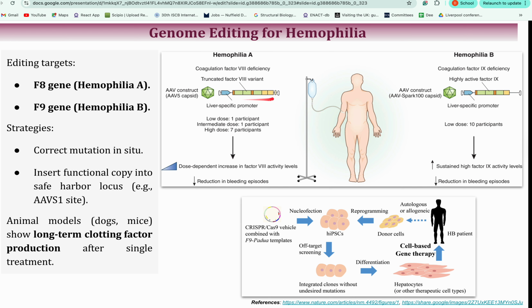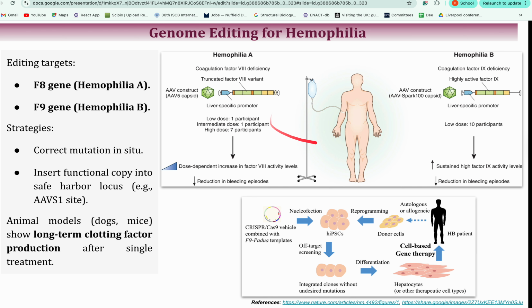Okay, so in this case, we enter the complete functional copy of the gene artificially into the body with the help of this viral delivery. With liver-specific promoters: low dose, one participant; intermediate dose, one participant; high dose, seven participants. There is a dose-dependent increase in factor 8 activity levels, which will reduce the bleeding episodes. In case of hemophilia B, the gene we will provide will be factor 9. So a similar thing will be here also.